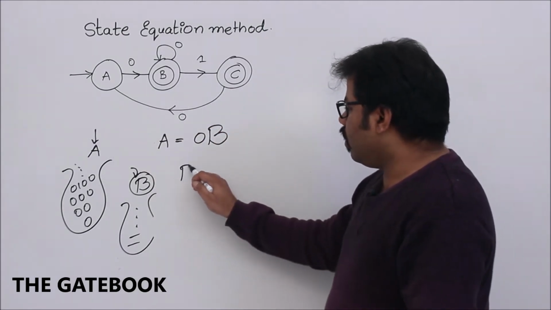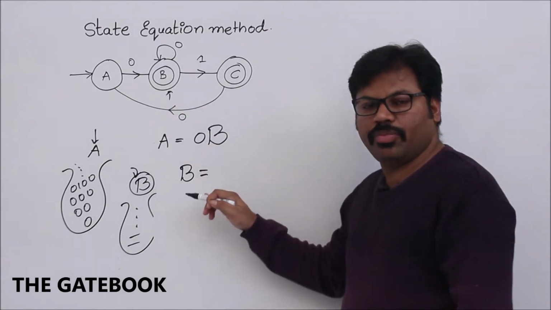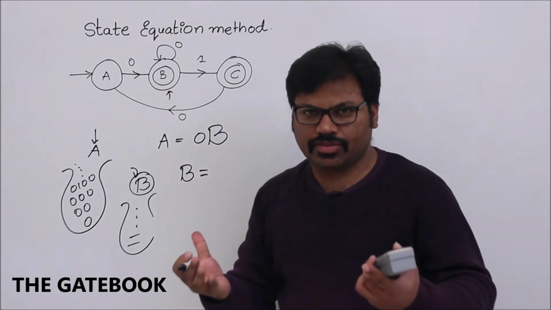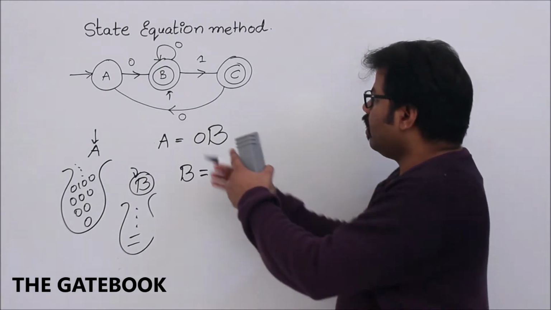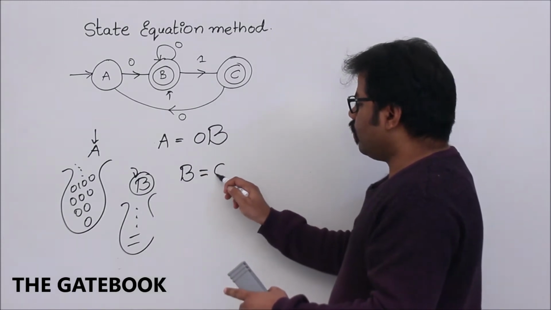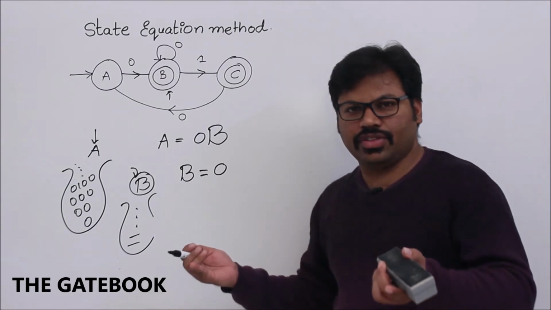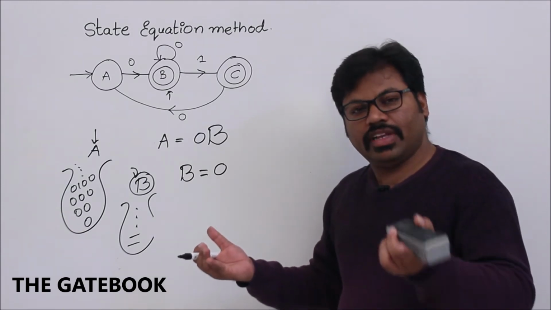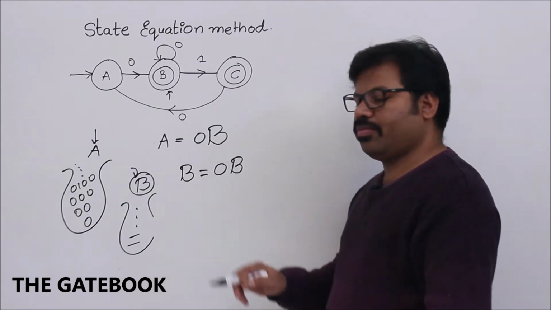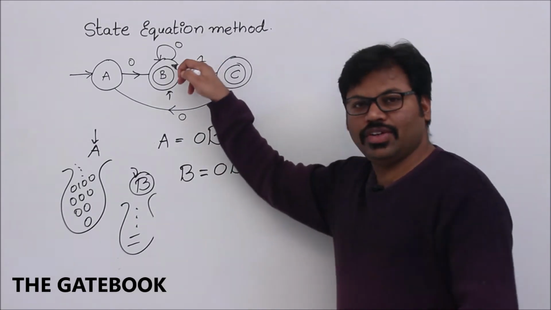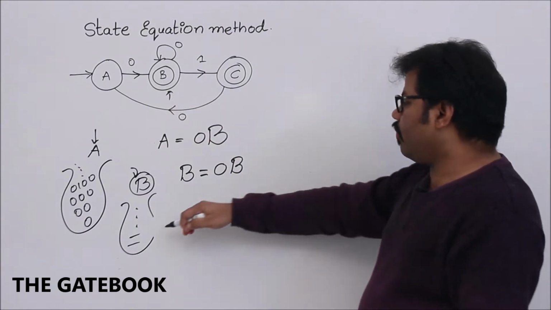Now let me write for B. When you are at B, that's the question: what is the description of B? When you are at B, what collection of strings will eventually lead you to a final state? Ask yourself. Then the answer will be: when you are at B, I take, let's say, 0. Then again I will come back to B. Now the question is again reduced to: what collection of strings will eventually lead me to a final state when I am at B? B. That's why 0B. Correct? So take 0 and take any string of B, and definitely you will go to final. That's the definition of B.